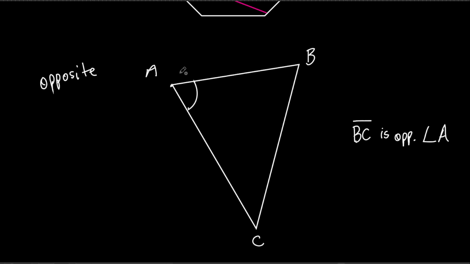So if you look at this, the side that's opposite is the side that does not contain that vertex A. Does AC contain the vertex A? Yeah, it does. So AC cannot be opposite. Look at AB. Does line segment AB contain point A? It does. But does BC contain point A? No. So BC must be opposite of angle A.